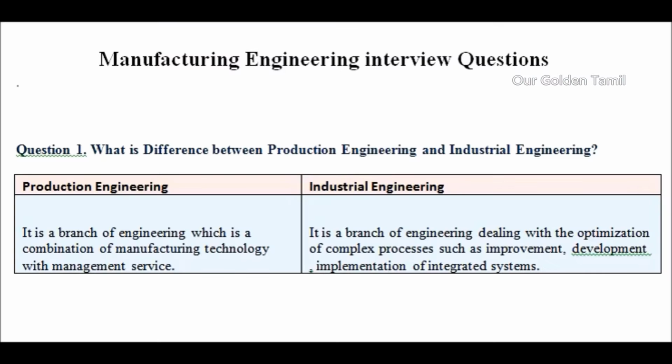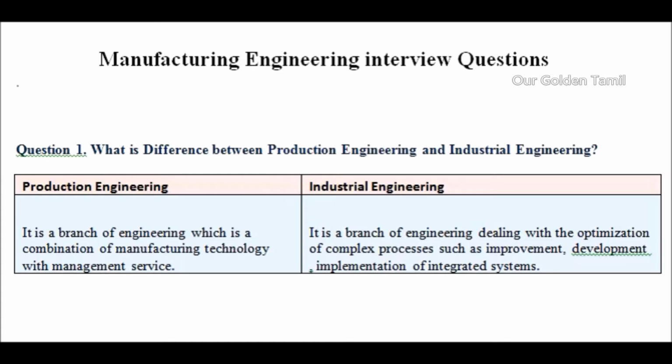Our golden manufacturing engineering interview questions. Question 1. What is the difference between production engineering and industrial engineering? Production engineering. It is a branch of engineering which is a combination of manufacturing technology with management service.